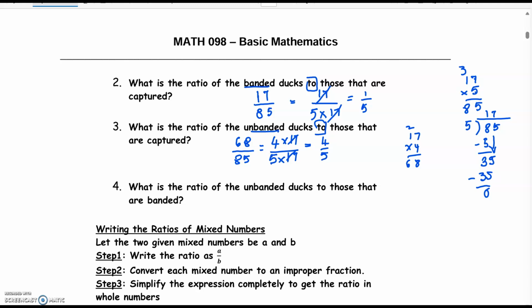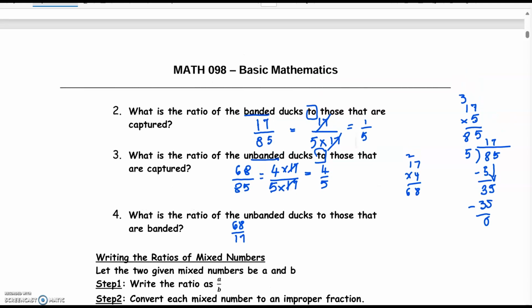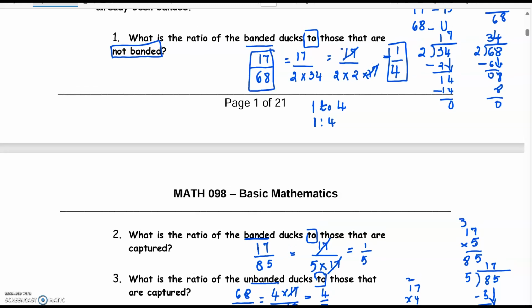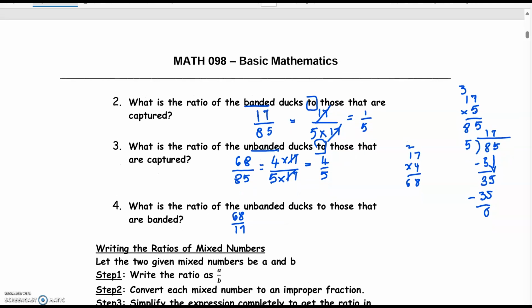What is the ratio of the unbanded ducks to those that are banded? Unbanded, which is 68, banded, that is 17. I think that is the reciprocal of 17 over 68. 17 over 68 was 1 to 4, and this would be 4 to 1. So 4 times 17 divided by 1 times 17, and that's equal to 4 to 1.